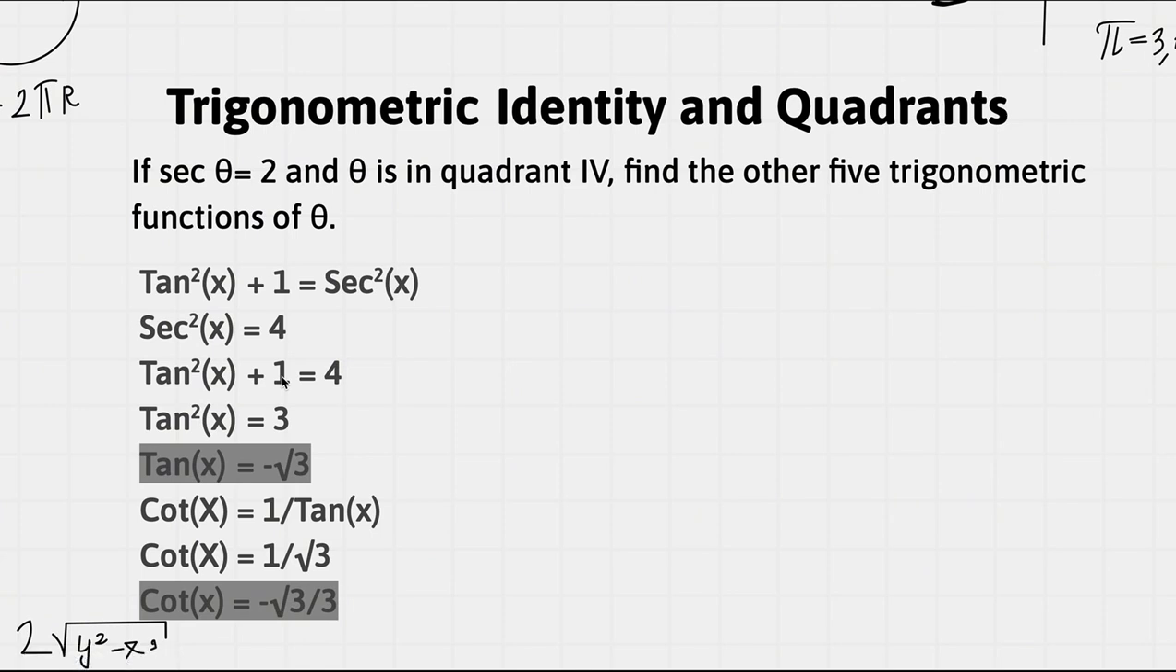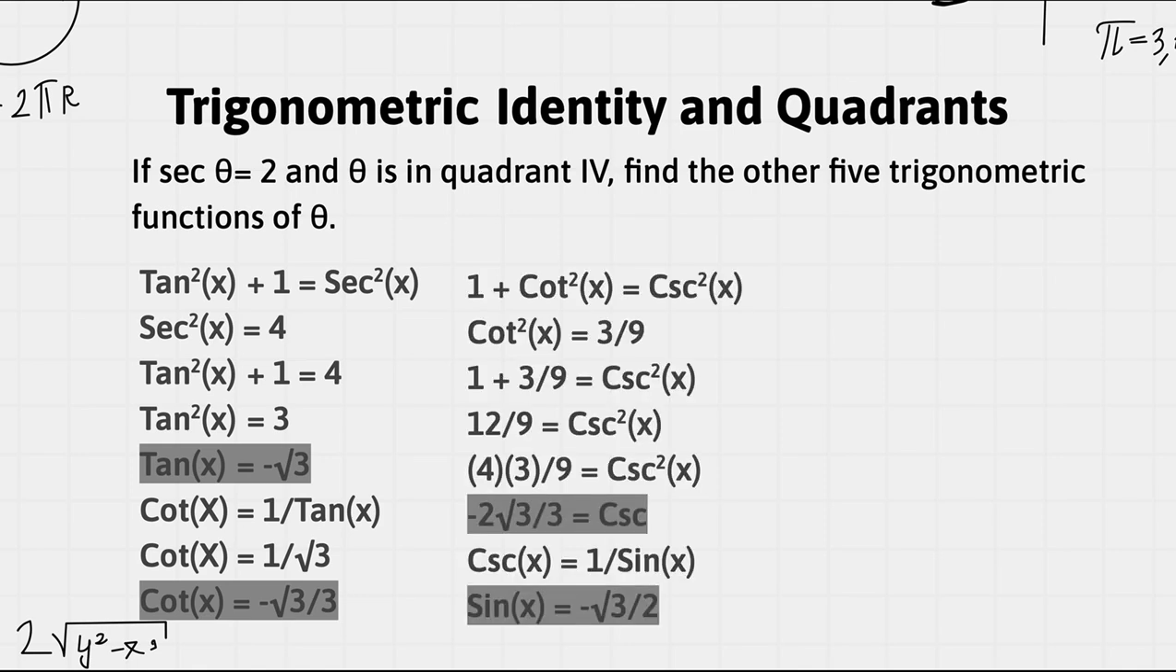We subtract 1 from both sides and get tan squared equals 3. Then we take the square root of both sides, and we get tangent of x equals square root of 3. We know that tangent is going to be negative because we're in quadrant 4, where cosine is positive and sine is negative. To get cotangent, super easy. Cotangent is just 1 over tangent, so cotangent equals 1 over square root of 3. But because you can't have a square root in the denominator, it becomes square root 3 over 3. And because tangent is negative, cotangent is also going to be negative.